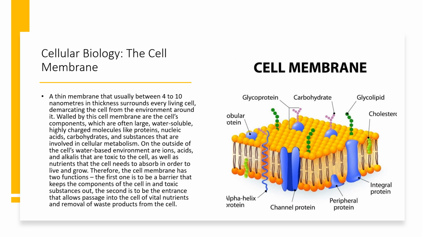On the outside of the cell's water-based environment are ions, acids, and alkalis that are toxic to the cell, as well as nutrients that the cell needs to absorb in order to live and grow. Therefore, the cell membrane has two functions. The first is to be a barrier that keeps the components of the cell in and toxic substances out. The second is to be the entrance that allows passage into the cell of vital nutrients and removal of waste products from the cell.